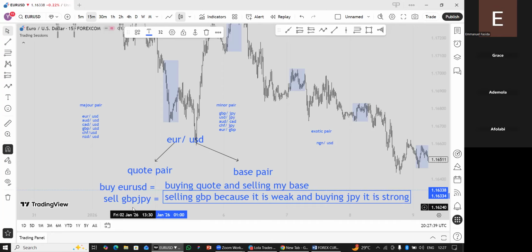Anytime you sell a pair, right? You sell a pair because the quote is weak and the base is strong. And you buy a pair because the quote is strong and the base is what? Is weak.